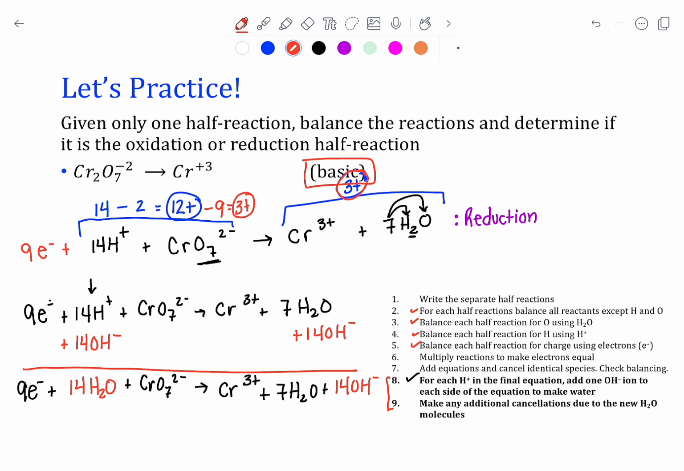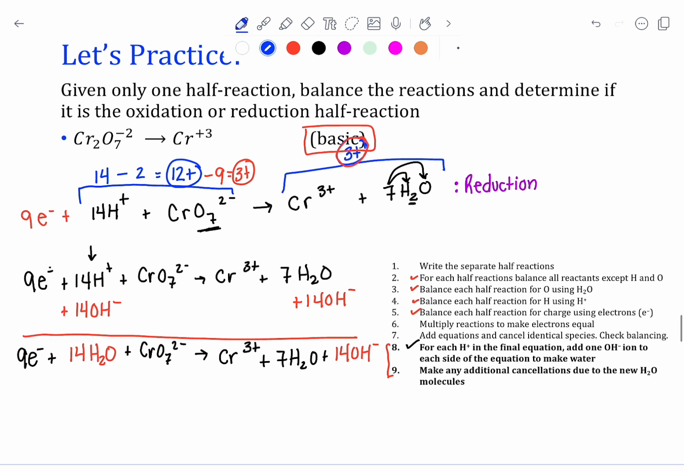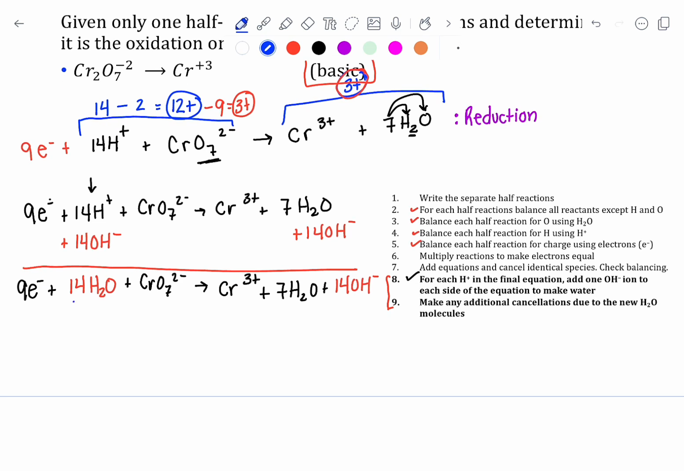Okay, and now our final step says to make any additional cancellations due to the new water molecules. So in my reaction, I now have 14 waters on one side and 7 waters on the other. So these 7 waters will cancel out with 7 of the waters on the other side, leaving me with 7 waters left over. So my final equation is 9 electrons plus 7 waters plus CrO7 2 minus goes to Cr3 plus 14 OH minuses.